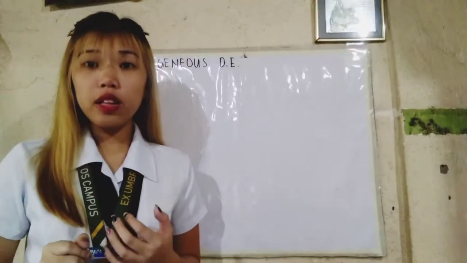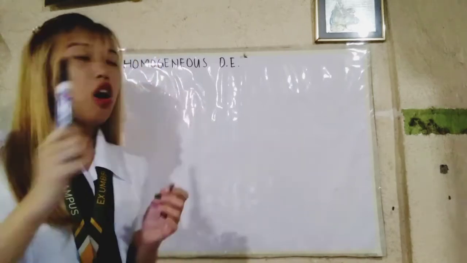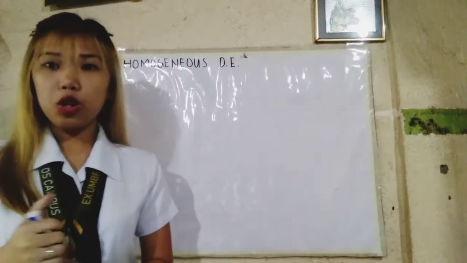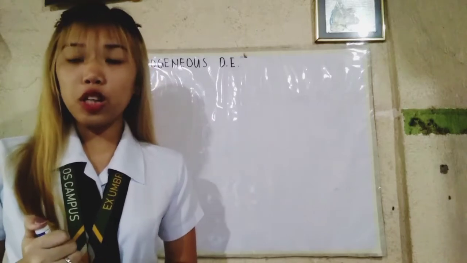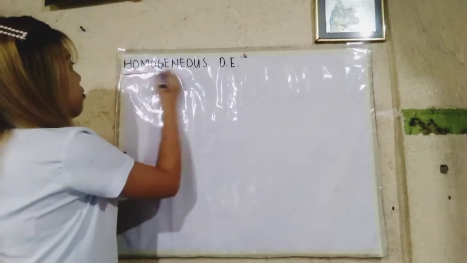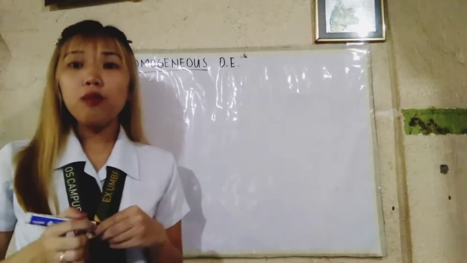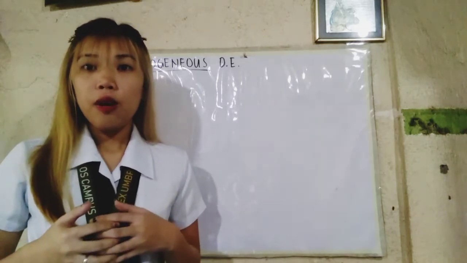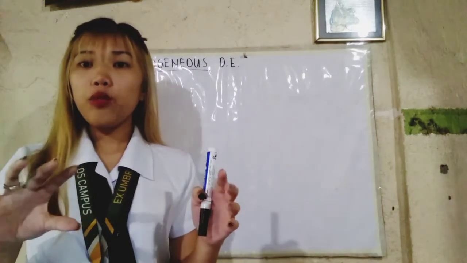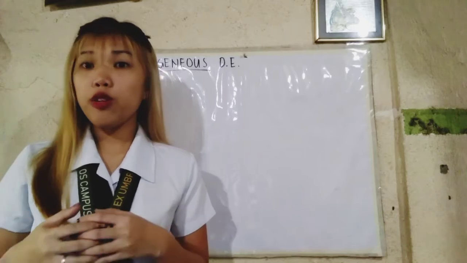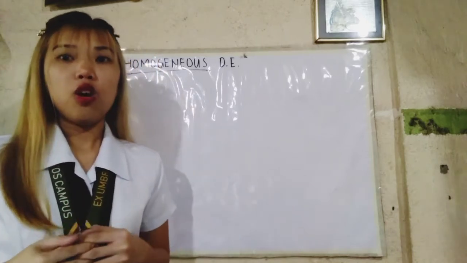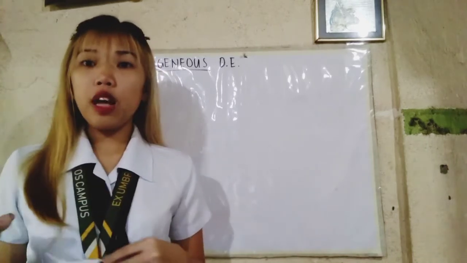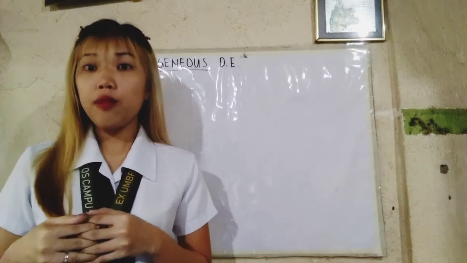So, good morning everyone. Our topic today is homogeneous differential equation. So, what is homogeneous? It is said that an equation is homogeneous when the function or equation is raised to a certain exponent n. Or every term of it should be raised to the same degree.